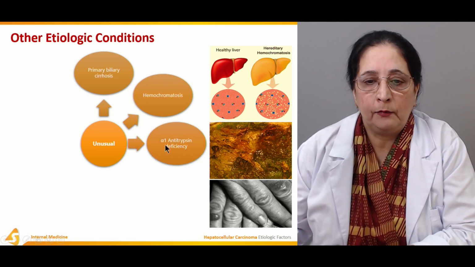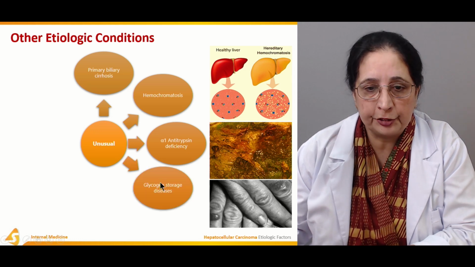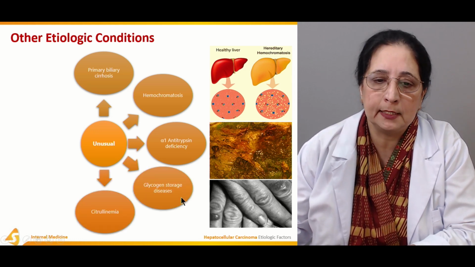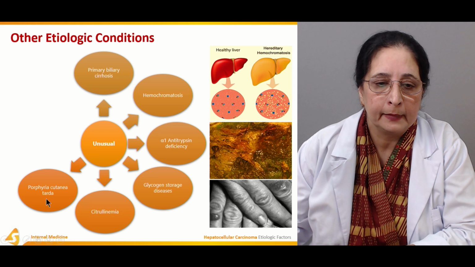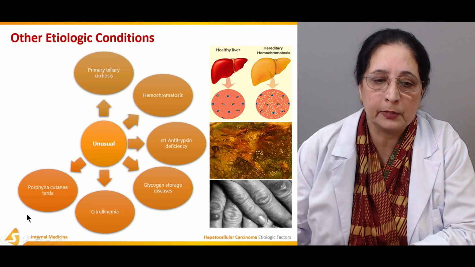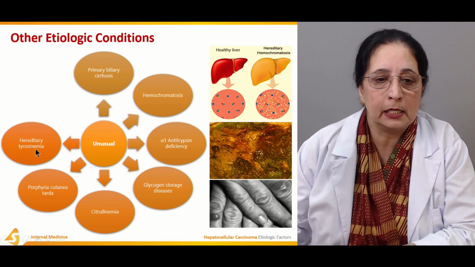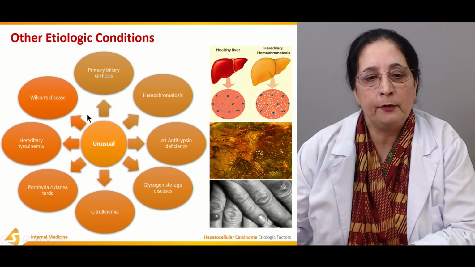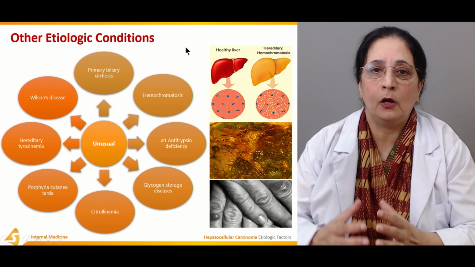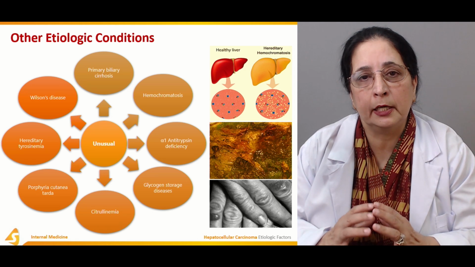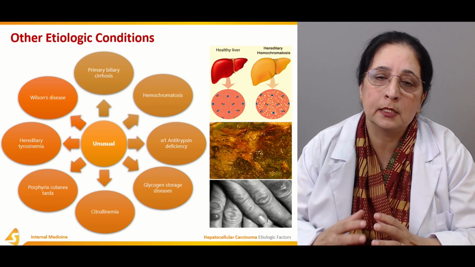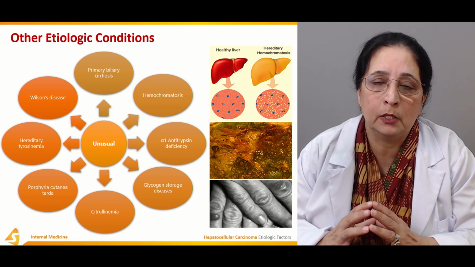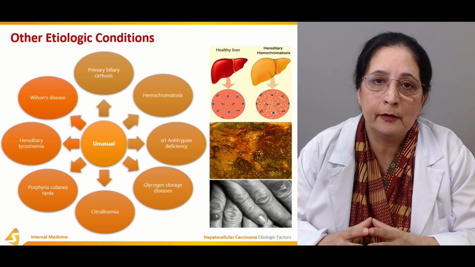Primary biliary cirrhosis, hemochromatosis, alpha-1 antitrypsin deficiency, glycogen storage diseases, citrullinemia, and then we have porphyria cutanea tarda, hereditary tyrosinemia, and Wilson's disease. So these are all the other etiological conditions and factors which are not very common, but still they can cause cirrhosis and hepatocellular carcinoma.